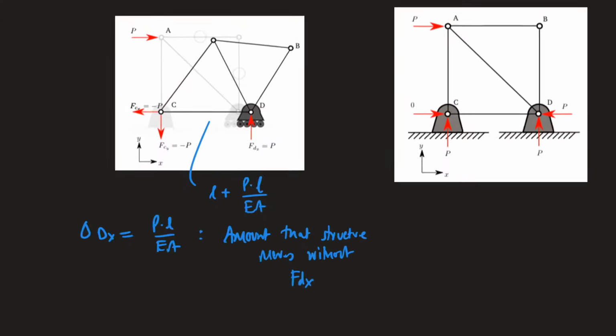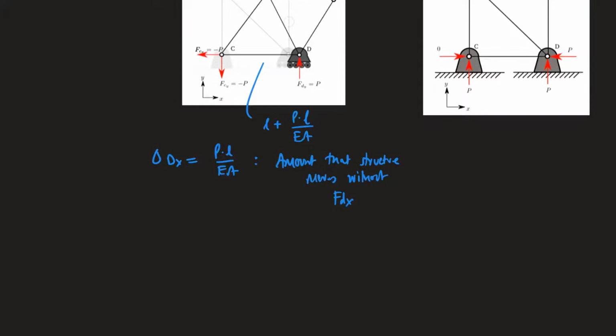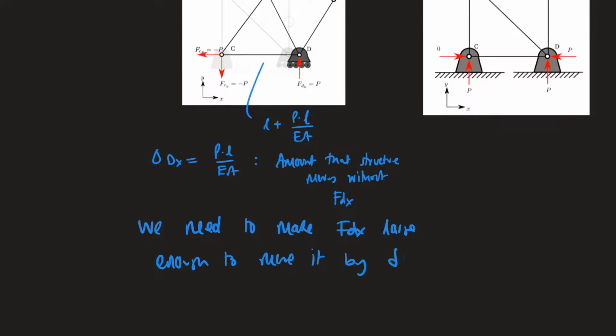So this is the amount that our structure moves. Again, I'm hoping this is somewhat revision, so I'm going through this rather quickly. But if this is the amount that the structure moves without FDX, we need to make FDX large enough to move it by delta dx equal to delta dx. So this is the displacement due to FDX. Okay, and this is the displacement due to P.